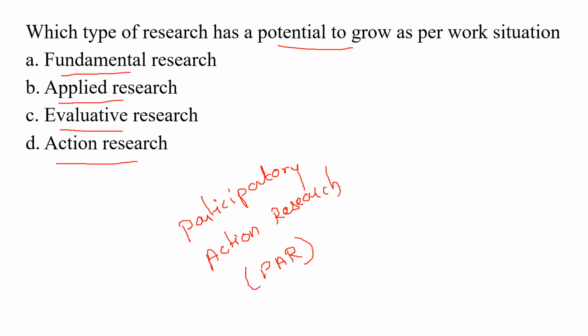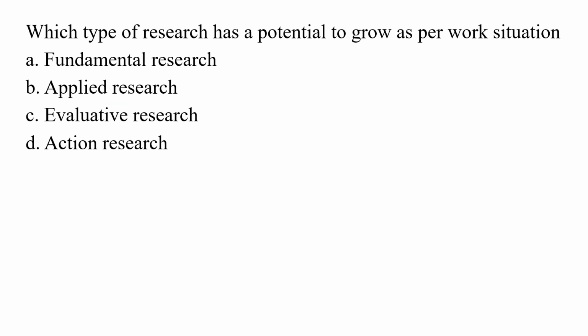Okay. And this concerns an individual method of action research. Action research is primarily to improve a given situation by the participant. For example, action research using music to stimulate creative writing. Here the correct answer for this question is option number D. Action research has a potential to grow as per the work situation.